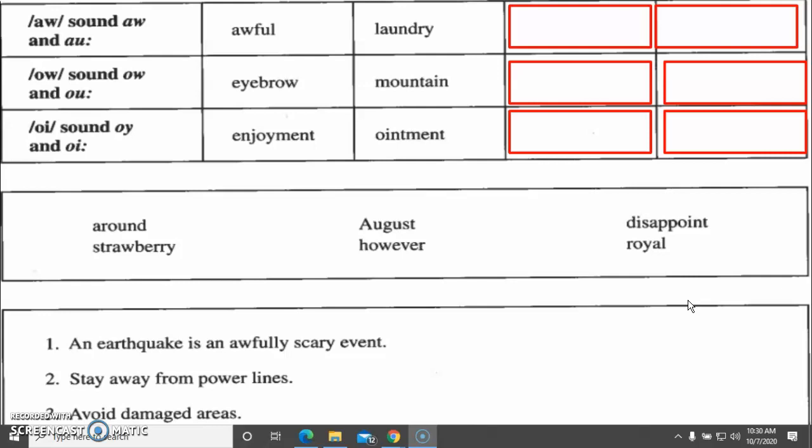3, avoid damaged areas. Now remember, when you're looking at these sentences, you are looking for not only the diphthong, but the diphthong has to make that sound. Ah, ow, oi. Don't be tricked. All right. Complete this task and turn it in.